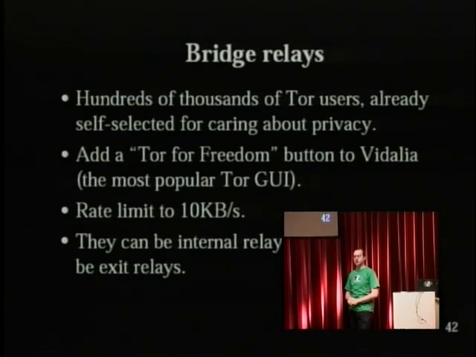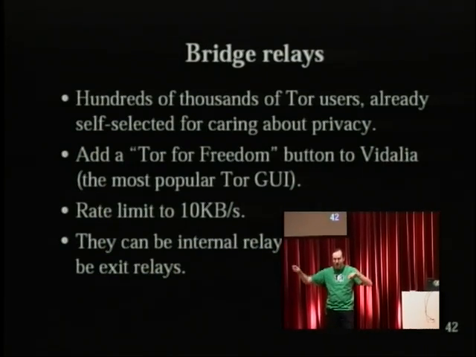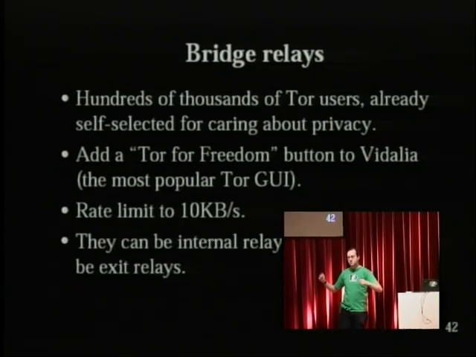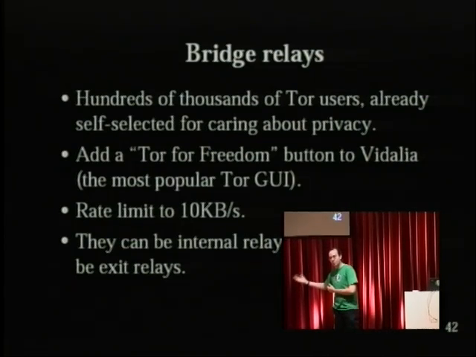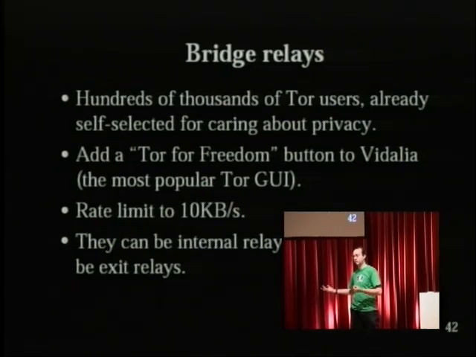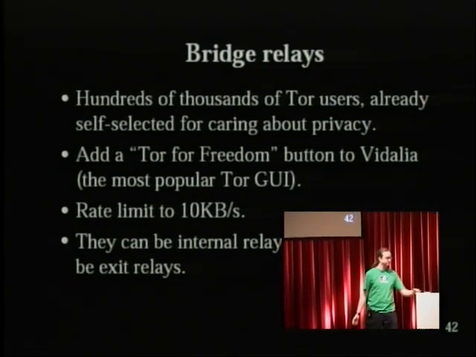And they don't have to be exit connections. They can just be internal relays. They relay from the guy in Thailand to them, to the rest of the Tor network. So the idea is we've got a lot of different users who will make a connection, a bridge, from all the users who are blocked from the main Tor network so they can get to the Tor network.